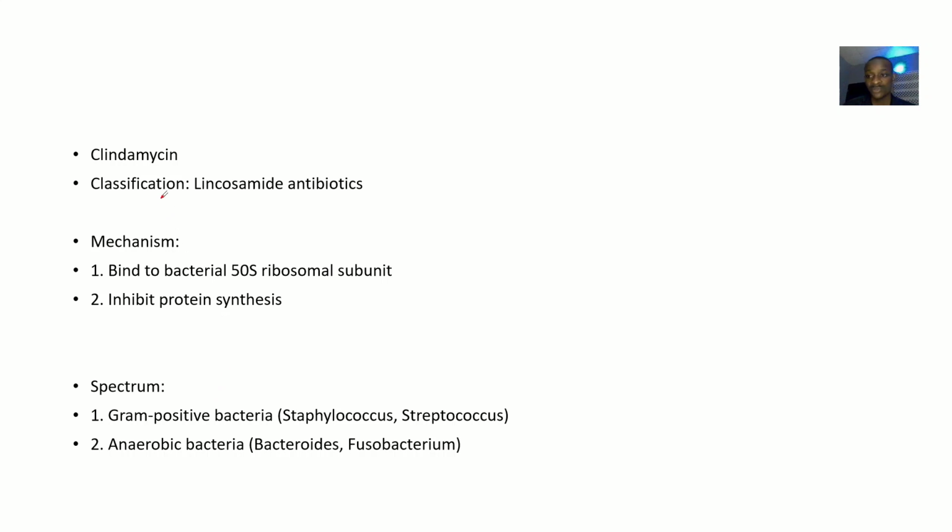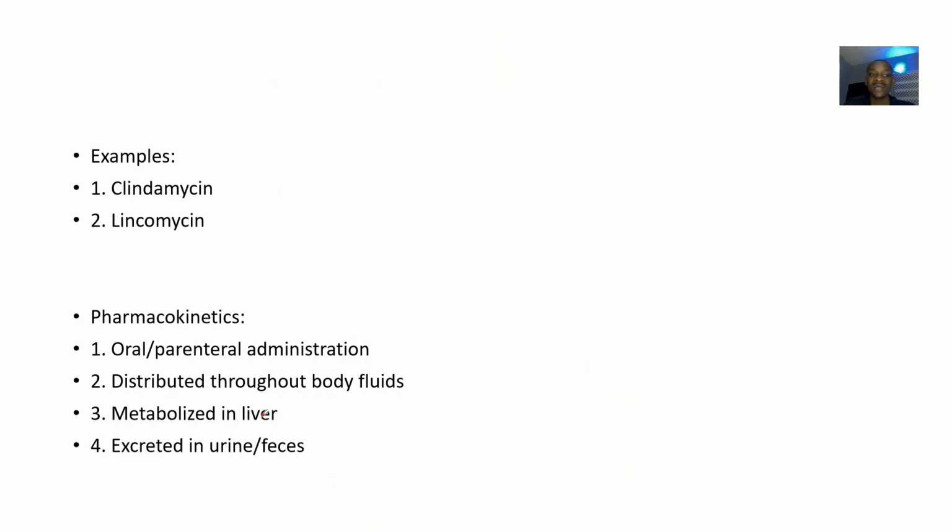Then moving to the next drug, which is clindamycin. All right. Clindamycin's classification is under lincosamide antibiotics. So you can see that these drugs are actually antibiotics, but when you combine them, they actually have an effect on the parasites for malaria. Okay, so it binds to the bacterial 50S ribosomal subunit. It will now inhibit protein synthesis, right? It has action on gram-positive bacteria like Staphylococcus, Streptococcus. It also has effect on anaerobic bacteria like Bacteroides and Fusobacterium. Examples of this class include clindamycin itself and lincomycin.